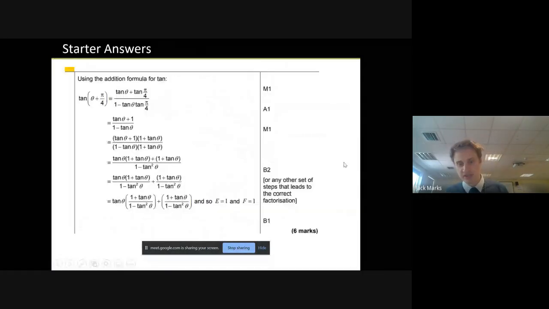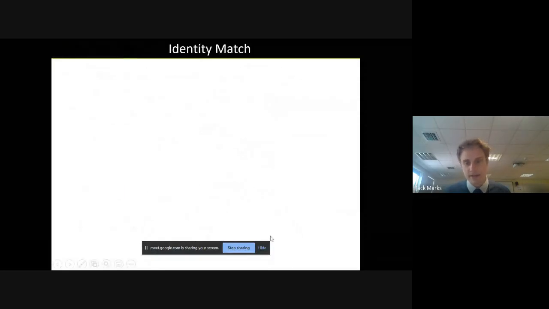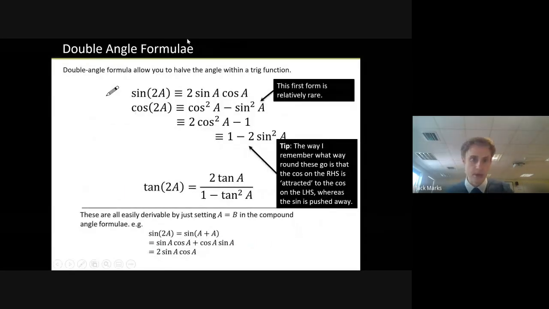In this section, which is 7C, we will look at the double angle formulae. These are not given in your formula booklet. However, they can be derived from the addition rules. Let me just show you quickly here at the bottom.